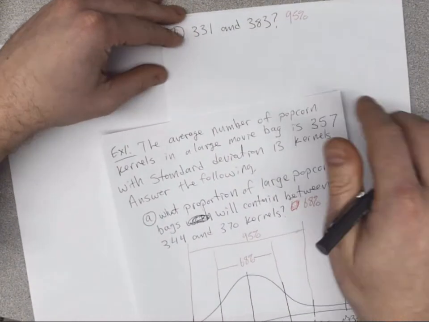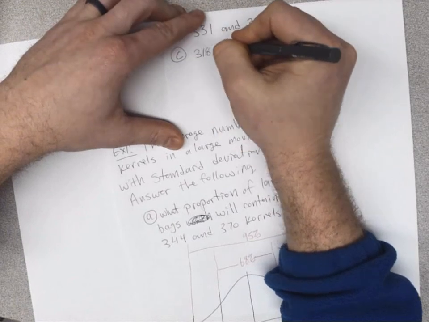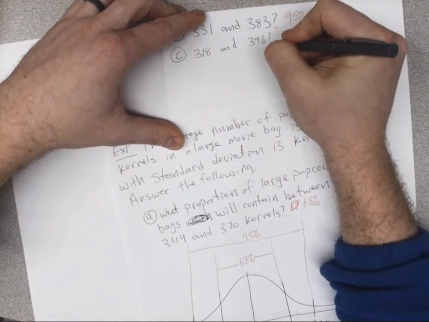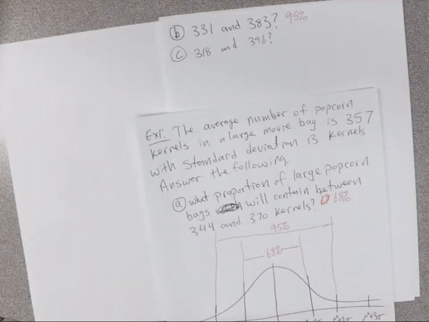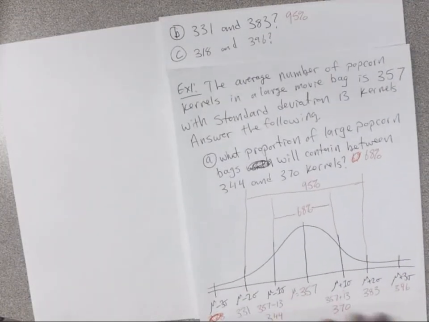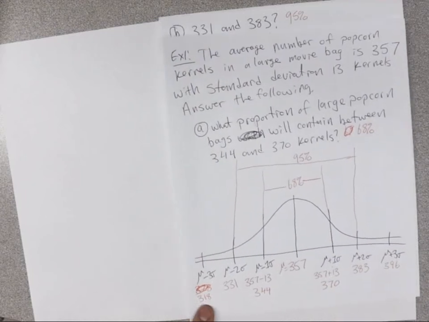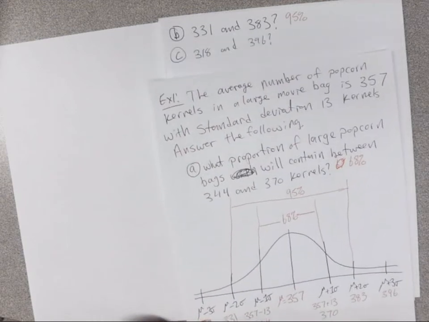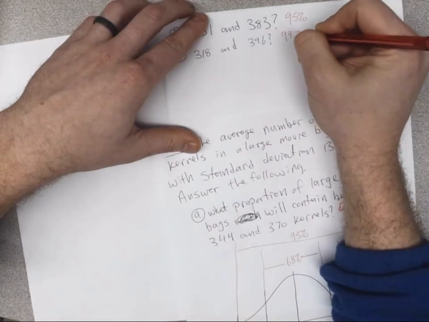Let's do one more. C, 318 and 396. This again goes back to the rules that we wrote on the first graph. We see that 318 is at minus 3 standard deviations and 396 is at plus 3. So now I know that anything that lies in that range is 99.7%.